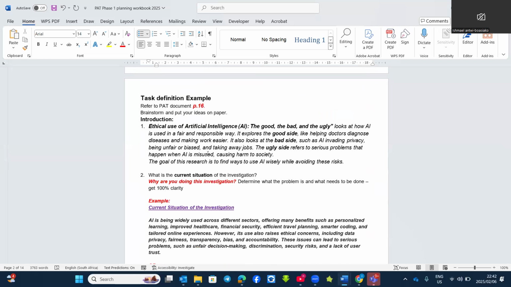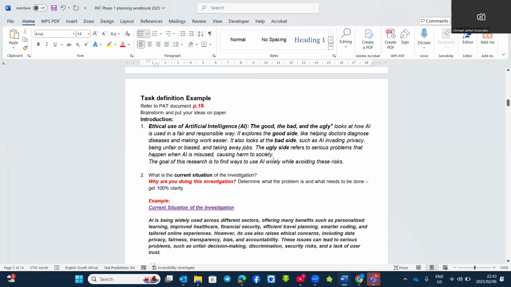Then we'll be looking at the good side. For instance, you mention some of the good side: helping doctors diagnose diseases, making work easier. And again, you also look at the bad side, such as AI invading privacy, being unfair or biased, and taking away jobs. Then finally, you'll be looking at the ugly side, which refers to the harm, or how AI can be misused, causing harm to our society.